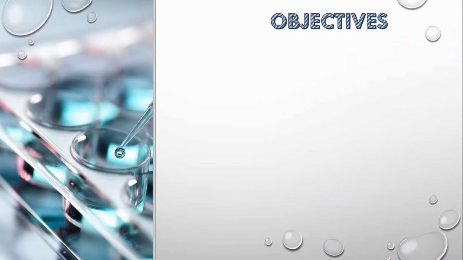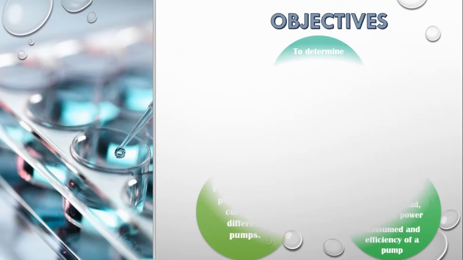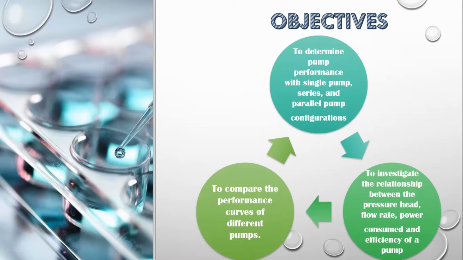Now let's see the objective. There are three objectives in this experiment. The first is to determine pump performance with single pump, series, and parallel pump configuration. The second is to investigate the relationship between the pressure head, flow rate, power consumed, and efficiency of a pump. And the last is to compare the performance curve of different pumps.